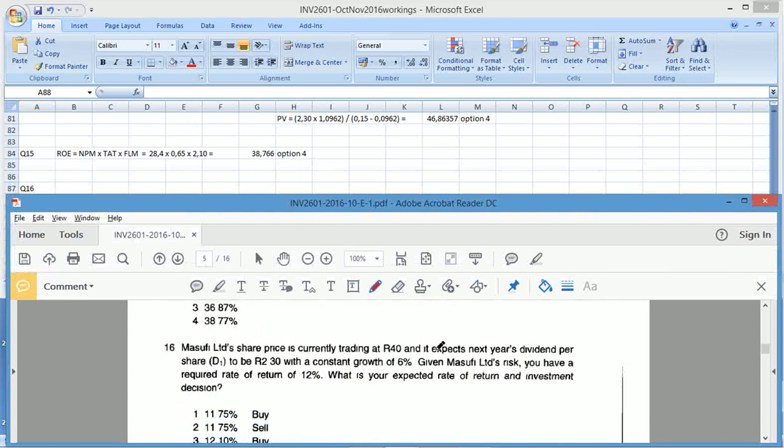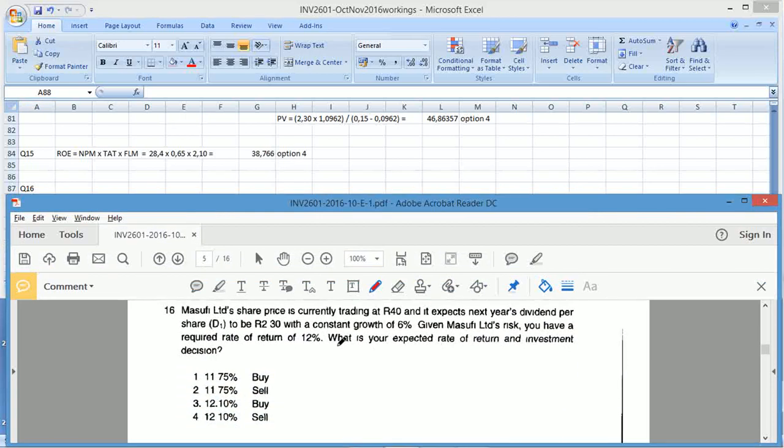Question 16. M share price is currently trading at 40 Rand. It expects next year's dividend per share to be 2.30 Rand with a constant growth of 6%. Given M's risk, you have a required rate of 12%. What is your expected rate of return on the investment decision?